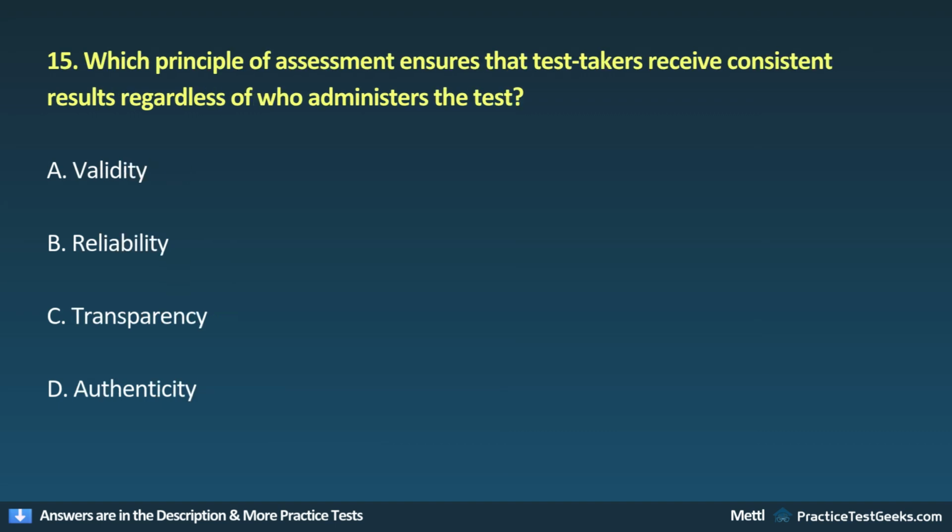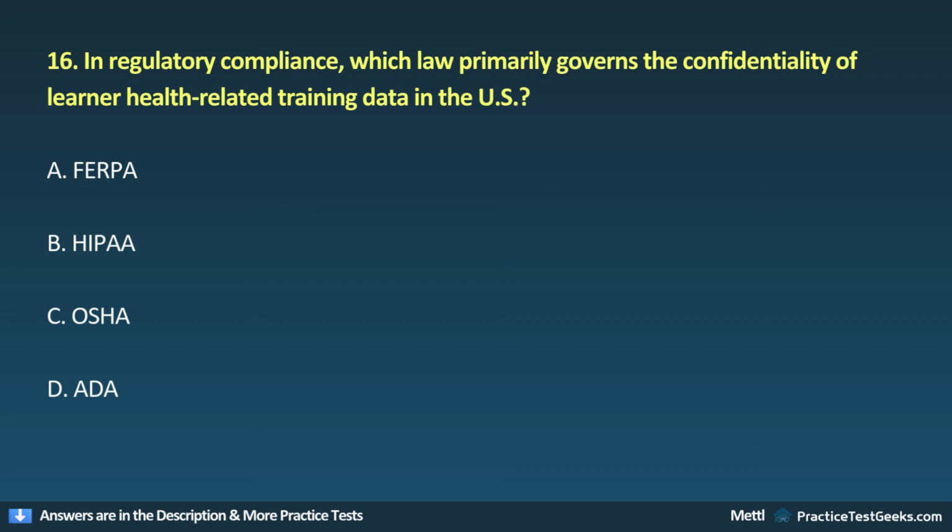15. Which principle of assessment ensures that test takers receive consistent results regardless of who administers the test? A. Validity. B. Reliability. C. Transparency. D. Authenticity. 16. In regulatory compliance, which law primarily governs the confidentiality of learner health-related training data in the U.S.? A. FERPA. B. HIPAA.